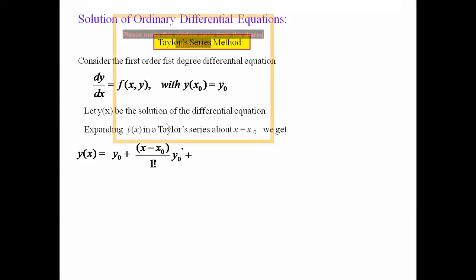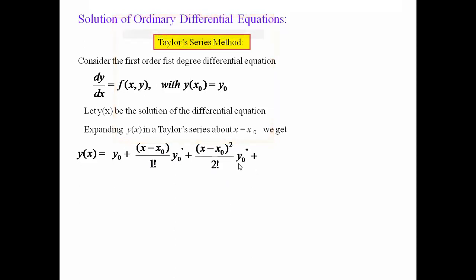y0 dash means the derivative of this function, that is dy by dx, or just y dash, at the point x is x naught. It is usually denoted by y0 dash. This is the coefficient of x minus x0 whole divided by 1 factorial. The next term is x minus x naught whole square by 2 factorial into the derivative of this at the point x naught, that is not the first derivative but the second derivative. So it is denoted by y0 double dash.